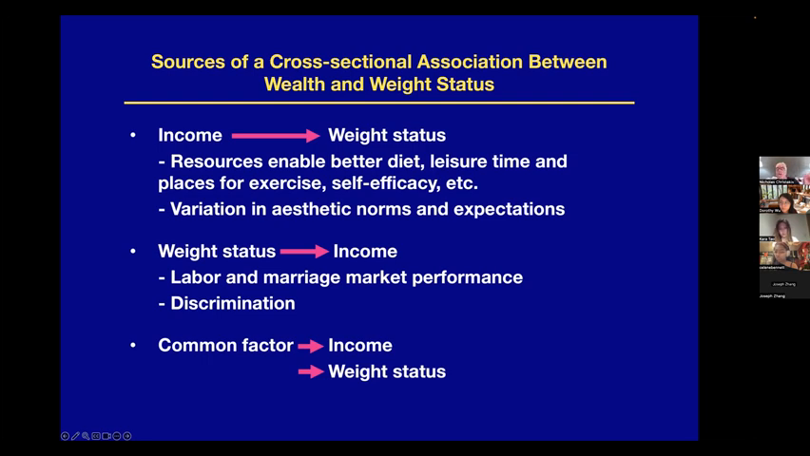Or it could go from the other direction. Weight status could affect income. For example, it could affect your labor and marriage market performance. Maybe heavier people are discriminated against, aren't paid as much, or maybe they can't engage in a kind of workforce participation that yields a higher rate of return on their efforts. Or there could be some common factor that causes both income and weight status. And these common factors might include things like personality traits or genetic traits. Maybe there's a common gene that causes both how rich you are and how thin you are, just like we discussed the last time. Or, as is probably usually the case with most of these phenomena, all three of these are happening at the same time to some greater or lesser extent.